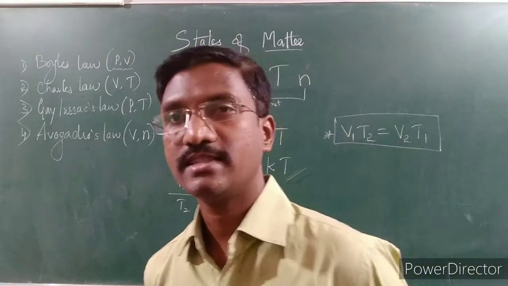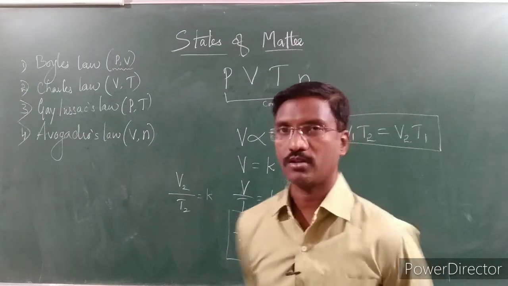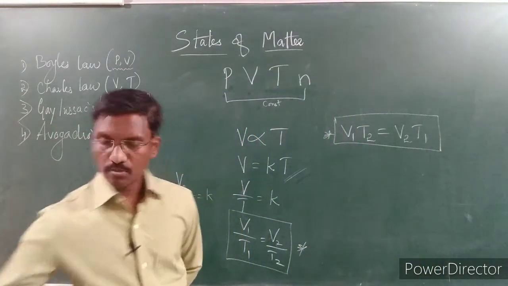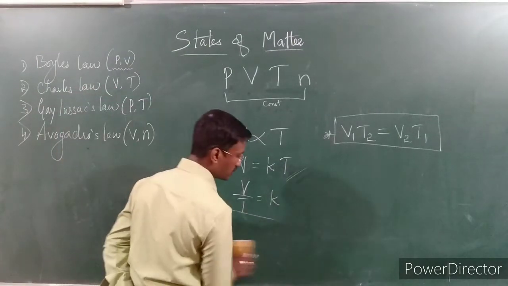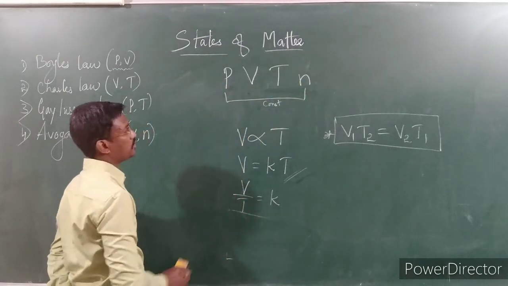Charles law, Boyle's law, these are important, and even the last one, Avogadro's law, is also important. Why, we will come to later. Here, can you see in Boyle's law and Charles law, we have taken constants. What are the two things we have taken constant? One is amount of substance, another one is pressure.